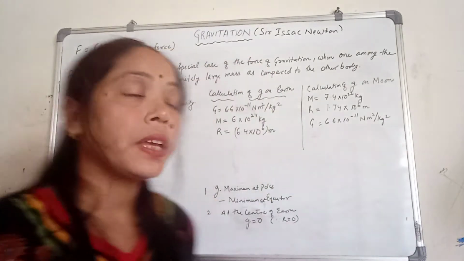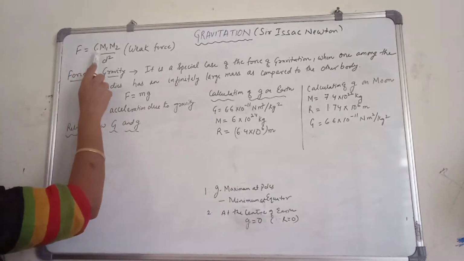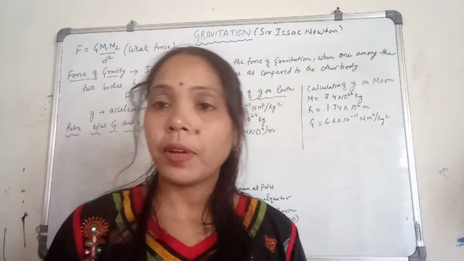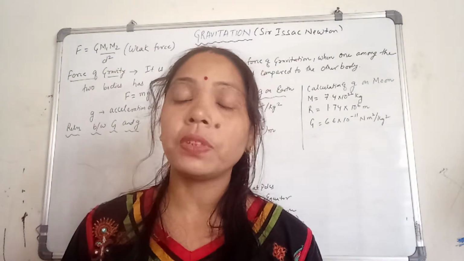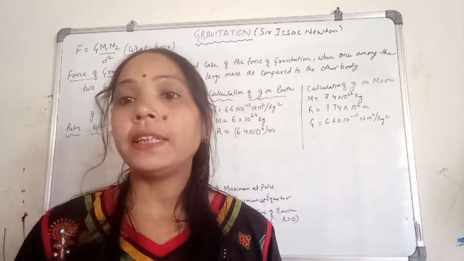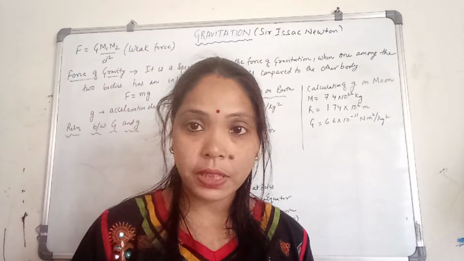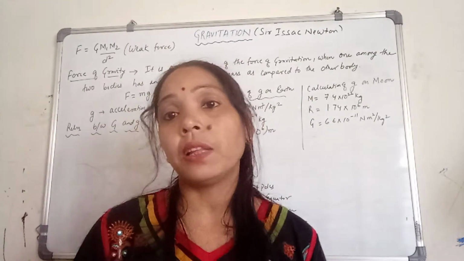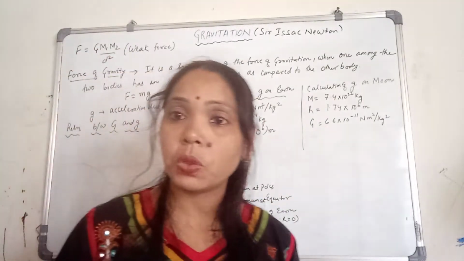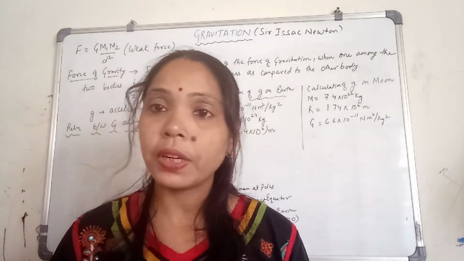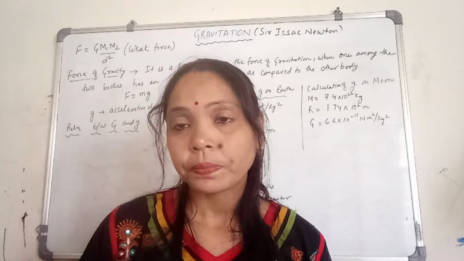And the expression is given by F equal to G m1 m2 by d square, where m1 and m2 are the masses of the two bodies, d is the separation between the two bodies, and G is the gravitational constant, which is also called the universal gravitational constant, and the value is 6.6 into 10 to the power minus 11 Newton meter square per kg square.